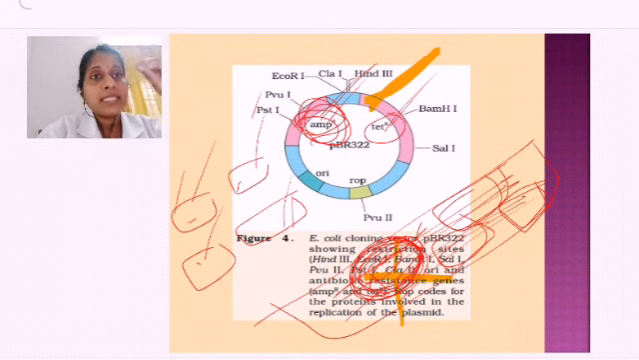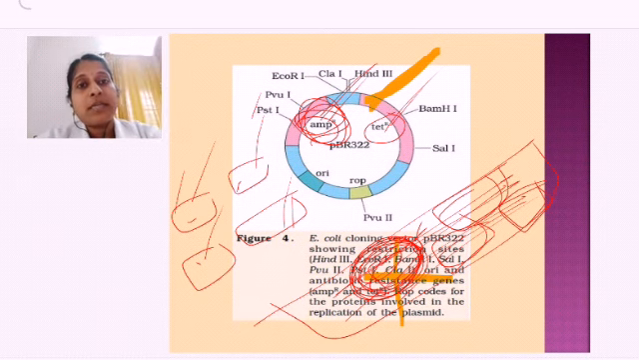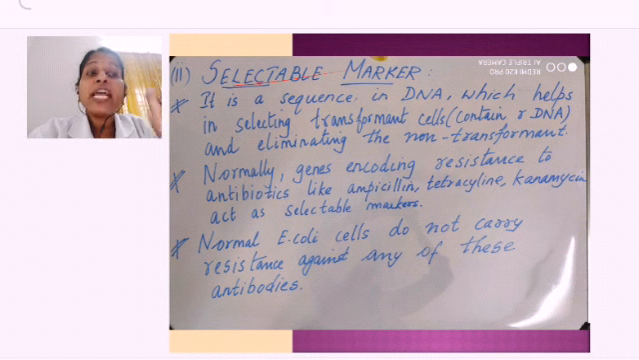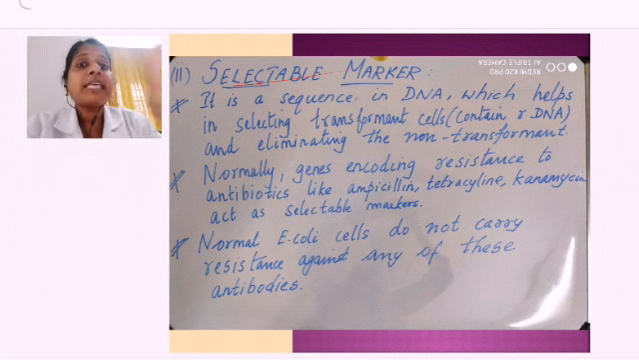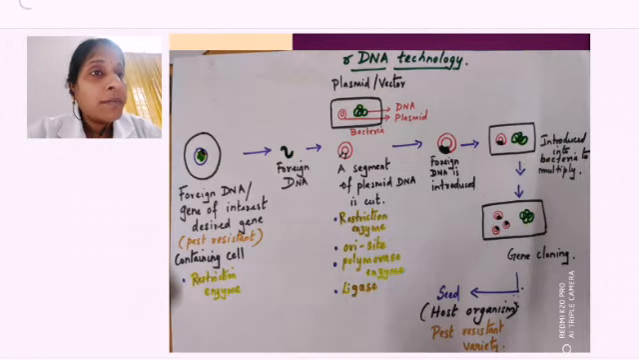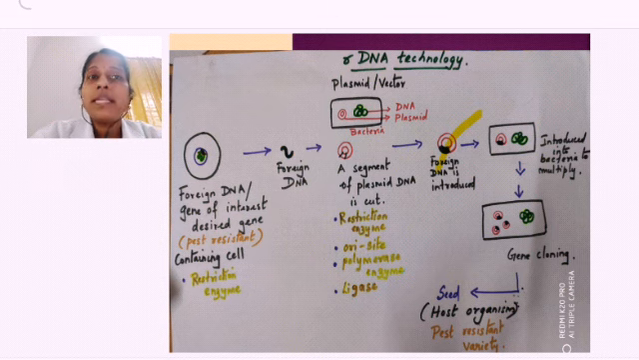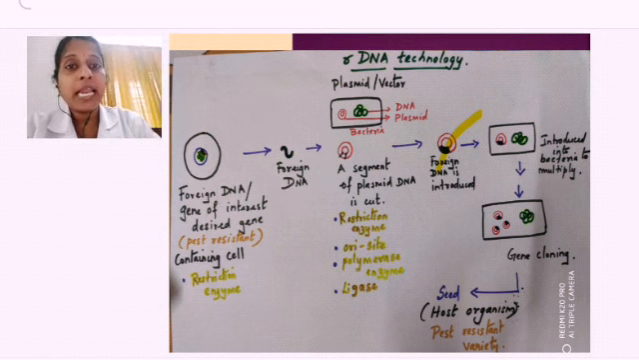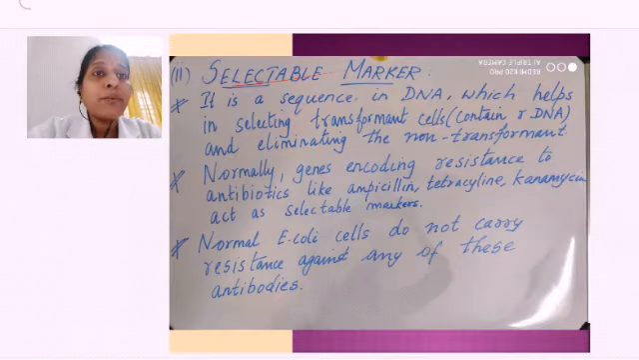So the marking is like a selectable marker, right? Understood? So you can see here, it is a sequence in DNA which helps in selecting transformants. Transformants mean what? Which is having the rDNA. rDNA I have told you, rDNA is what? The one which is having the foreign DNA, we call it the rDNA. So whether this rDNA is present or not, how will I confirm? I will confirm with the help of the selectable marker.